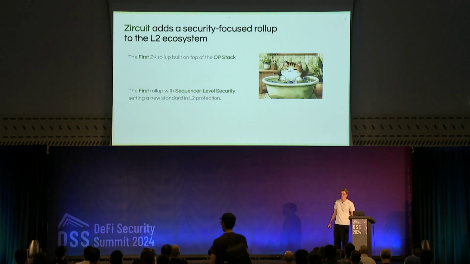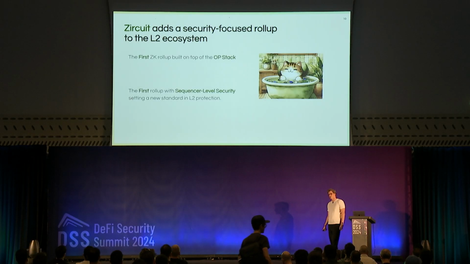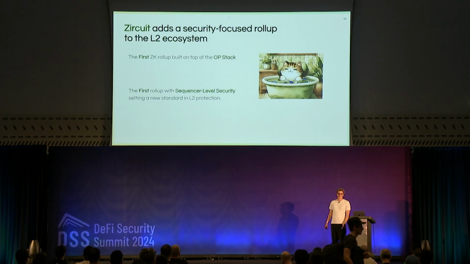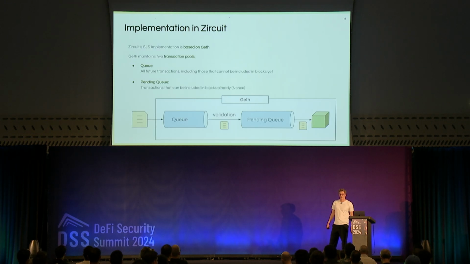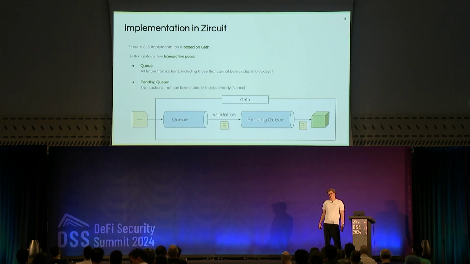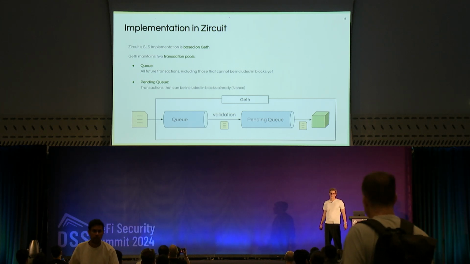The good news is we have this on Zircuit. Zircuit is not only the first ZK rollup built on the OP stack, it's also the first rollup that introduces sequencer level security in a mainnet setting. And how did we implement this? Well, our execution client, like many others, is based on a leading execution client in the Ethereum ecosystem. It's based on Geth. What happens with a transaction in Geth? Well, Geth maintains two transaction pools, a queue and a pending queue.